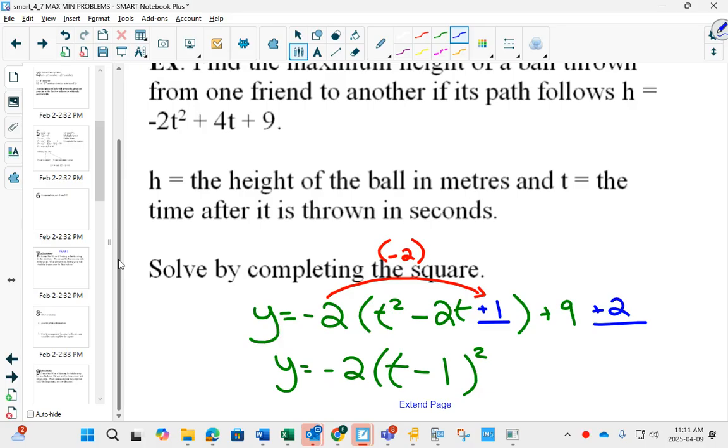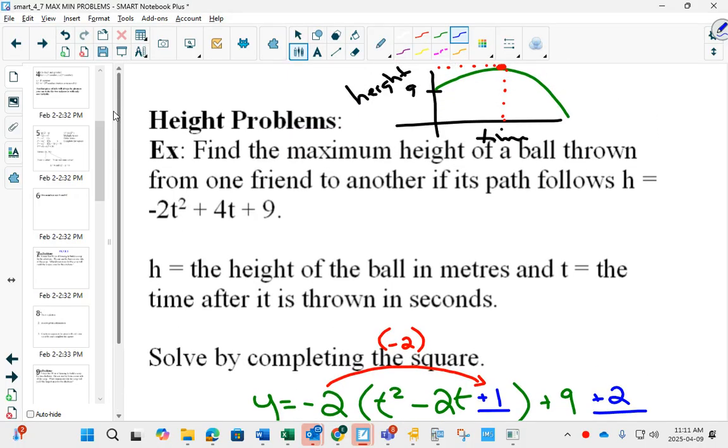If you would have subtracted 1, you would have got 8 as your vertex, and something definitely would have gone wrong, because that would be like you threw the ball down to begin with. And the maximum is lower than where it actually started. Something in your brain should say, this is not working right. Okay?